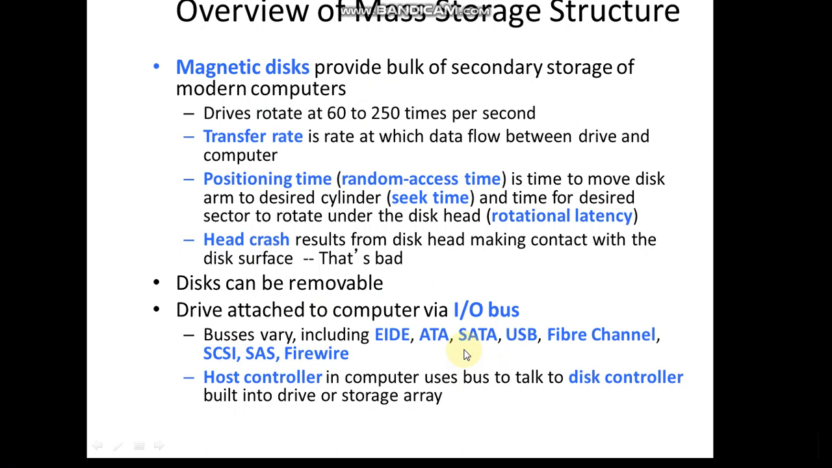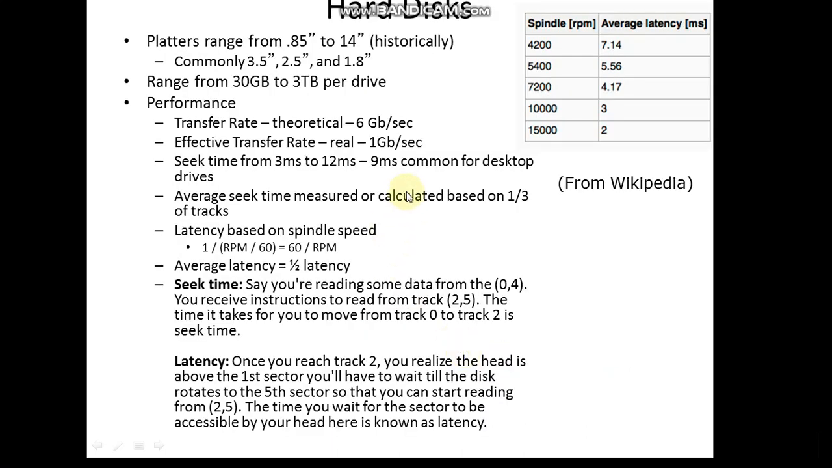So we'll have a look at another secondary storage device, that is the hard disk. Here is the description about the hard disk. Before moving to that, we'll see the theoretical details here. The platters range from 0.85 inch to 14 inch. Commonly available hard disk sizes are 3.5 inch, 2.5 inch and 1.8 inch.